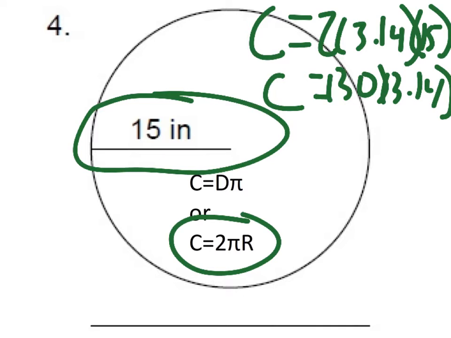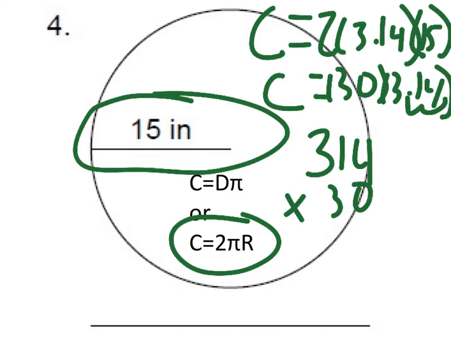Let's set it up. 314. We're going to move the decimal twice to the right. By the way, I hope you've noticed a pattern here. When we're multiplying by the pi, all we got to do is move the decimal to the right twice and move it back to the left twice. And you'll do this so many times, you'll build up a habit of just doing this at the end. So anyways, 314 times 30.